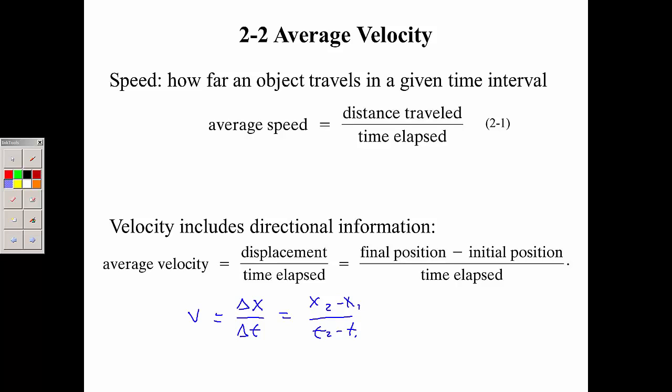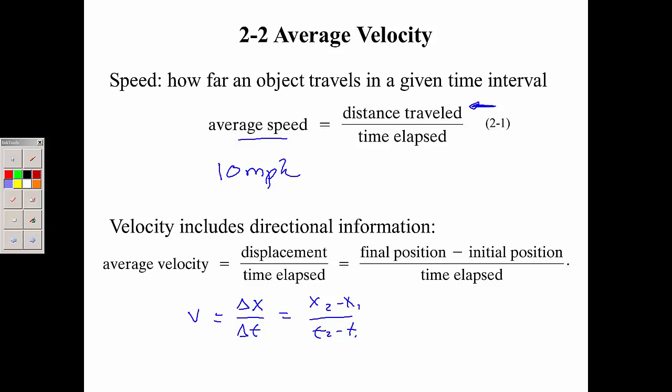And similar to the caveat I mentioned on the last slide, distance does not have any direction associated with it, therefore neither does speed. You can say that my speed might be 10 miles per hour. I'm covering 10 miles in 1 hour. However, you're not saying which direction you're going.